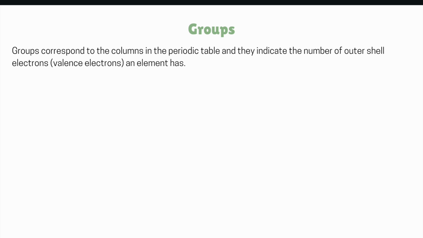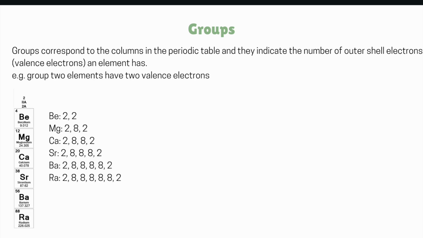Now we move on to groups, which correspond to the columns in the periodic table, and they indicate the number of outer shell electrons an element has, and these are also known as valence electrons. So let's take a look at group 2 elements. So they're all going to have 2 valence electrons, 2 electrons in their outer shell, and we can see this is all true. We can do the calculations, and this is all going to add up to the atomic number over here, which is the number of electrons the element would have. So magnesium, 2, 8, 2, 12, yes, we can see that it's true.